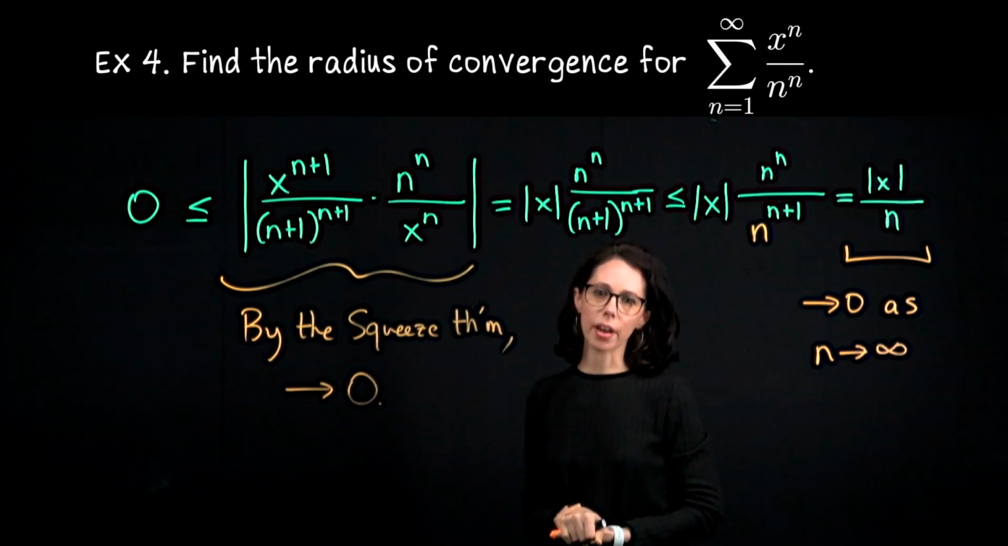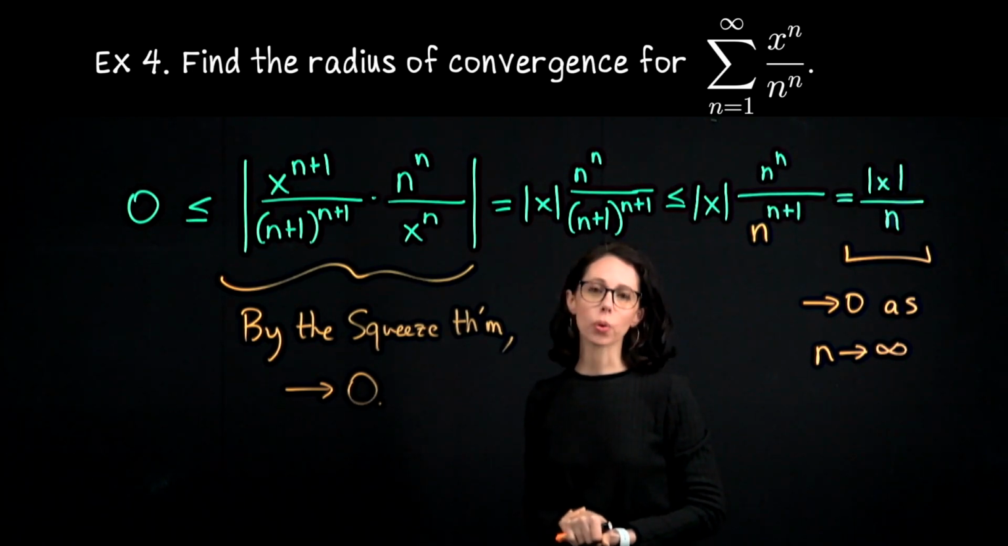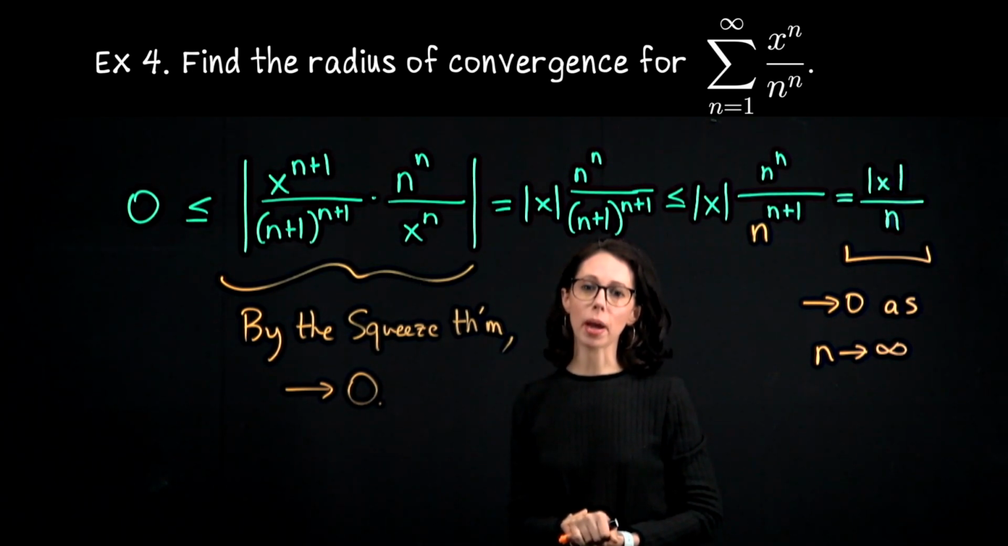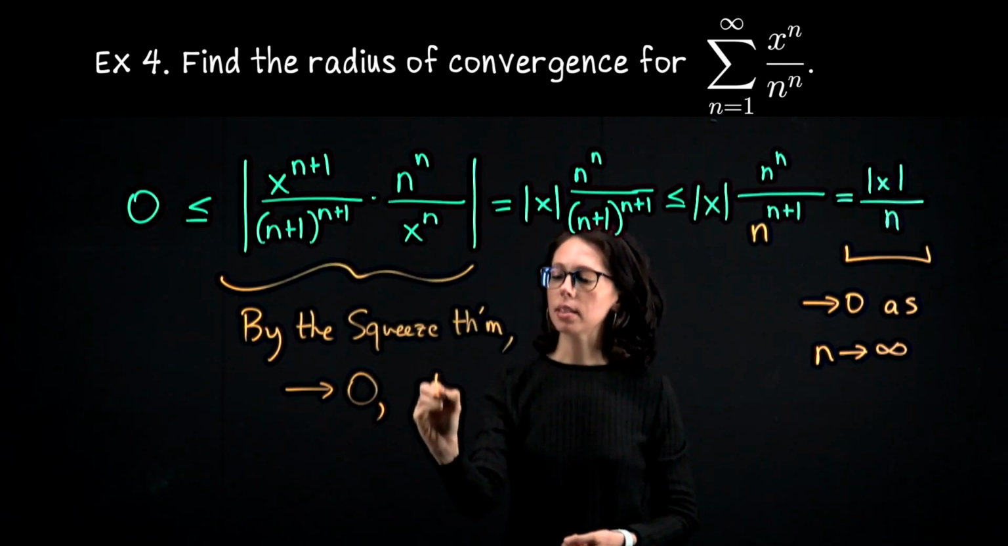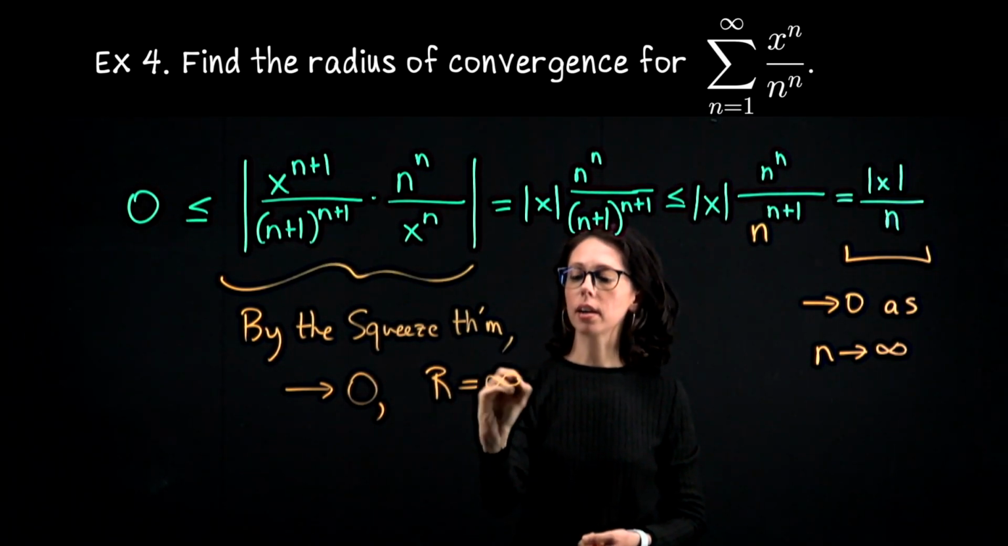Because it goes to 0, again, that tells us that any choice of x gives us convergence for our power series. So once again, having a limit here of 0 tells us that the radius of convergence r is infinite.